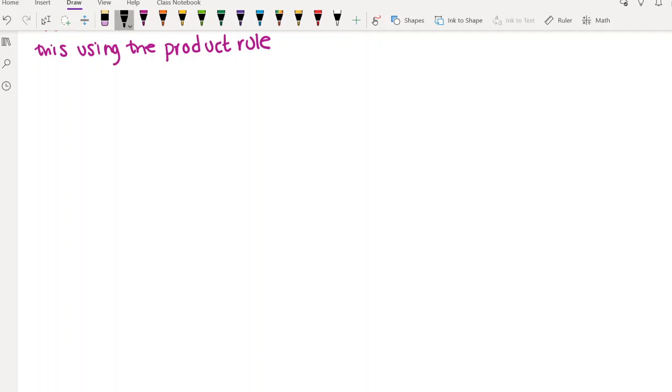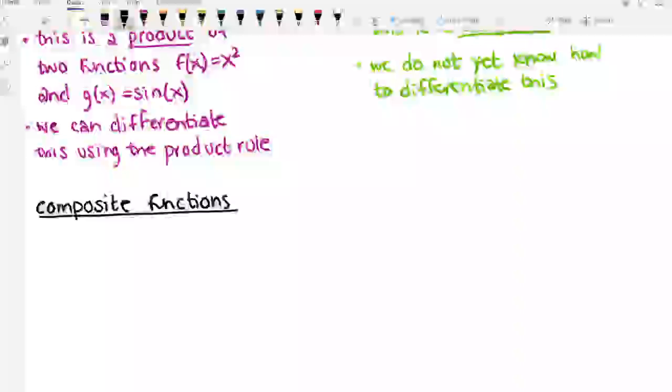So this is review from 141, but I want to really refresh your memory on it because it's really important. If you can't look at a function and understand what pieces it's made up of and how those pieces are put together, you're going to have a really hard time taking derivatives of them, because just like with the product rule, you have to be able to tell which two things are being multiplied together, right? And so this is going to be the same idea.